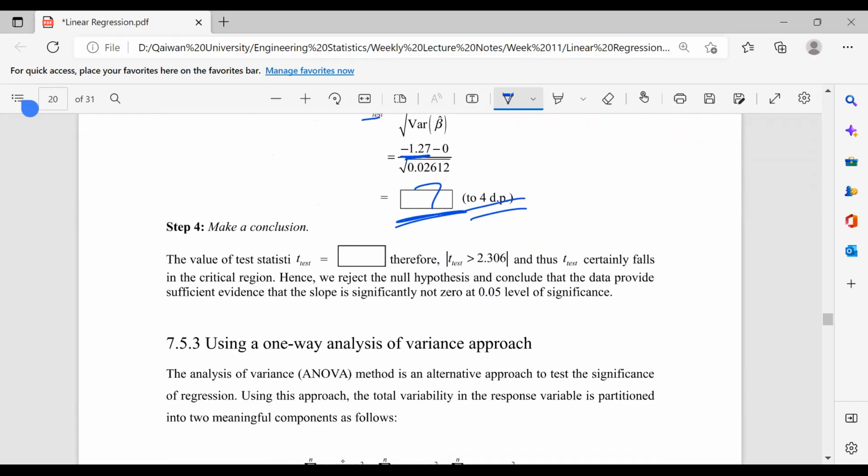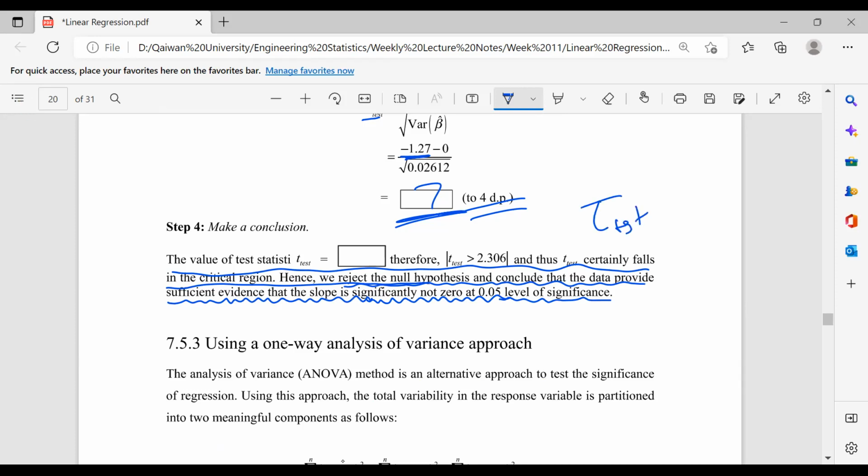Let's not write down the decision actually, because hence we reject the null hypothesis and conclude that the data provides sufficient evidence that the slope is significantly not zero at this level of significance. Here in this case, the t-test is less than minus 2.306. It's less than this. That means we reject.